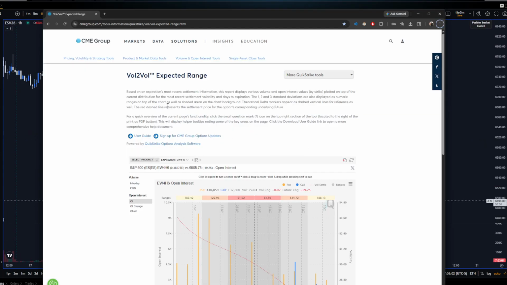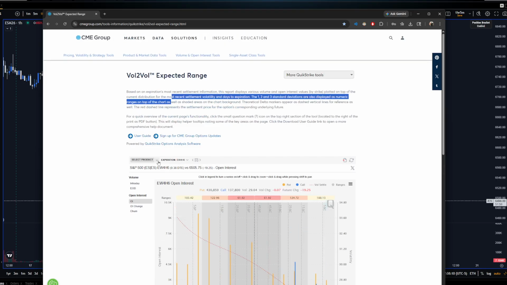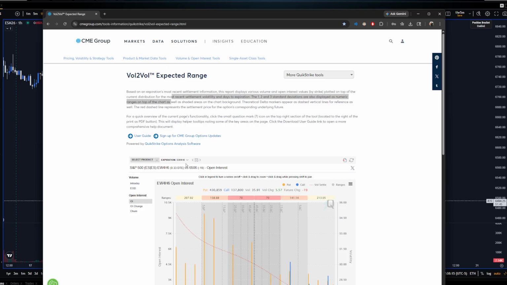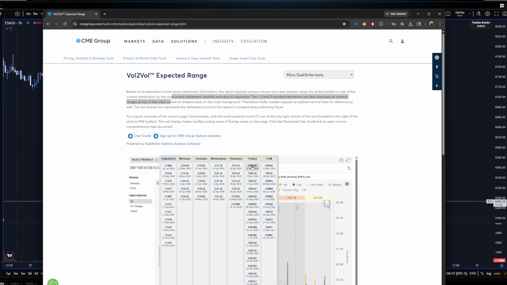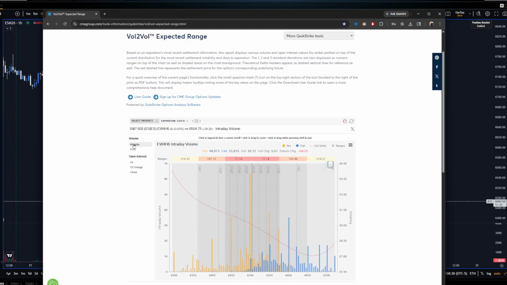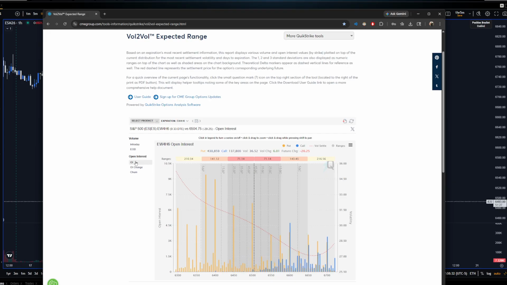First off, open interest. If you just Google vol to vol expected range, it's on the CME. It'll bring up something like this. You click your product, equity, S&P 500. Here are your expirations. I use the day of expiration, but also the longer term contracts for the longer term idea. Most day trading stuff will be based on the day of. Then you have intraday volume here, which is cool to look at, but what I care about is OI, open interest. This is where I'm looking at what stands out.